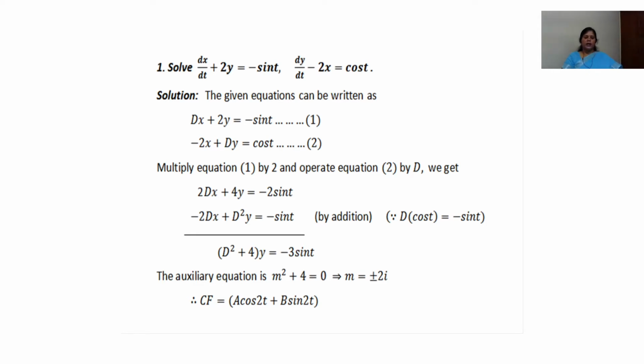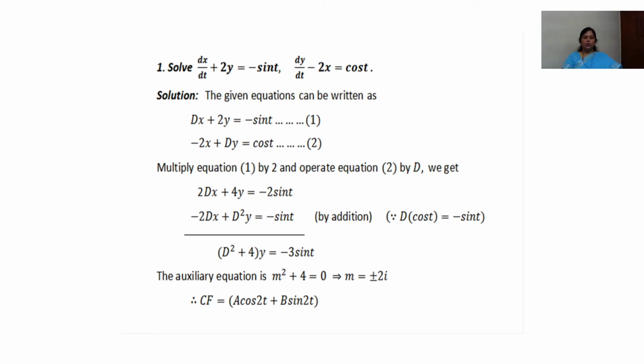So we got this equation. Now we are going to add these two equations. If you add these two equations, the x term will vanish. We'll get D square plus 4 into y is equal to minus 3 sin t. Now it is of the form f of D into y is equal to f of x. From that we write the auxiliary equation: m square plus 4 is equal to 0. This implies m is equal to plus or minus 2i.